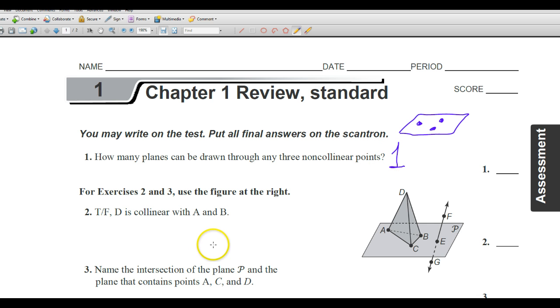Number 2, true or false, D is collinear with A and B. Collinear means on the same line. D is on the same line with A, and D is also on the same line with B, but A and B are collinear with each other, and D is not collinear with A and B. They're not all 3 on the same line. So that would be false.